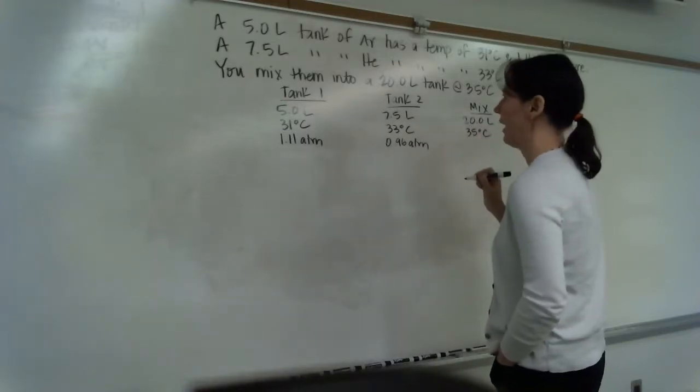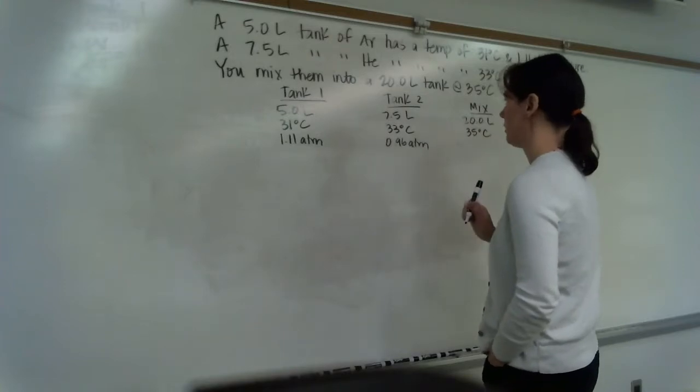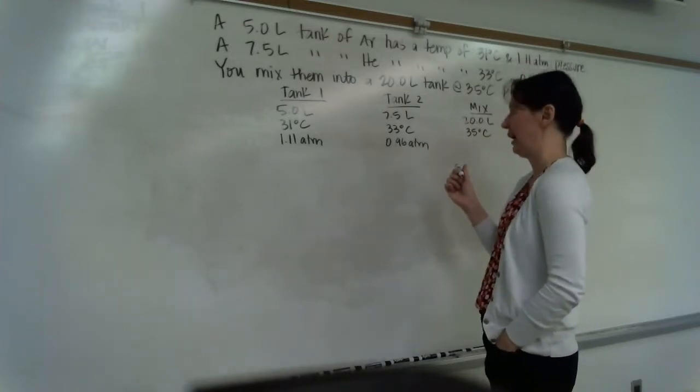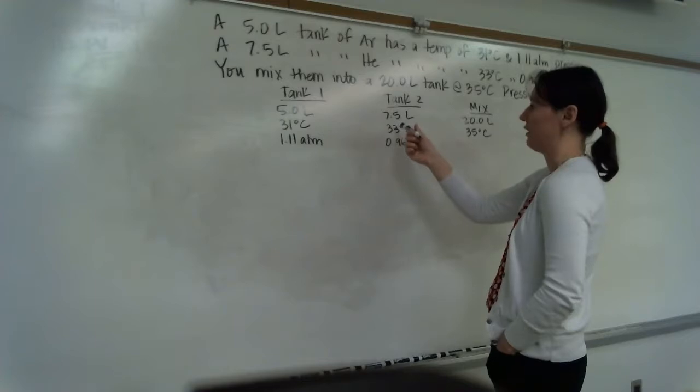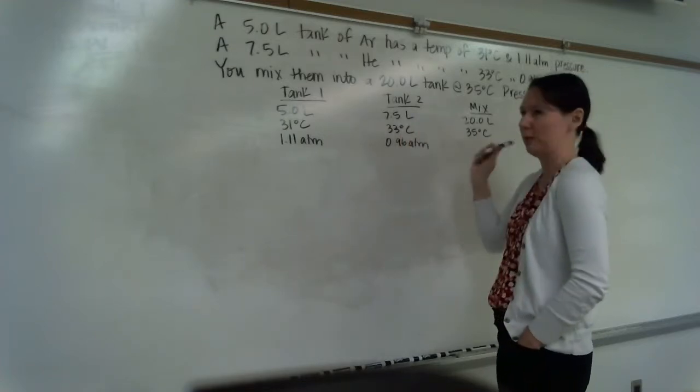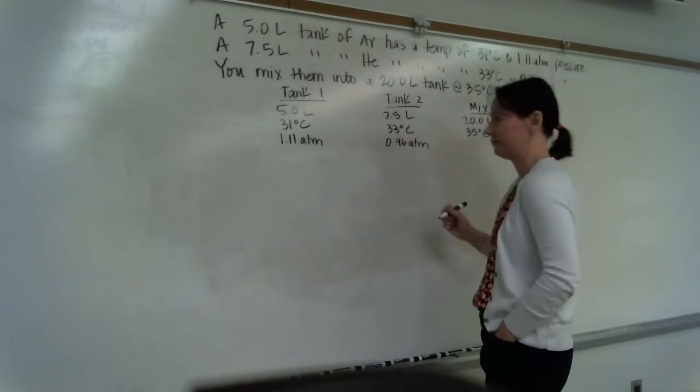So we'd have to actually add something to that to get it up to 20. So let's just pretend we add some sort of inert gas to get it up, because 5 plus 7.5 doesn't equal 20. So let's pretend we add some sort of filler to get it up to 20.